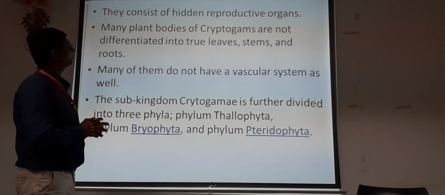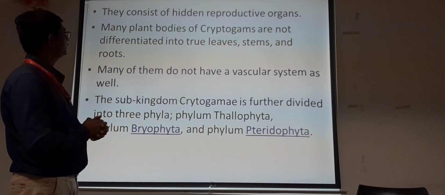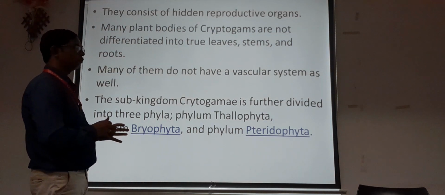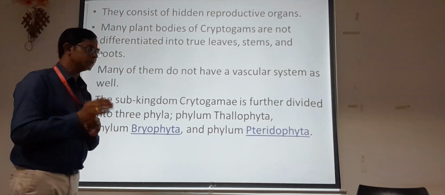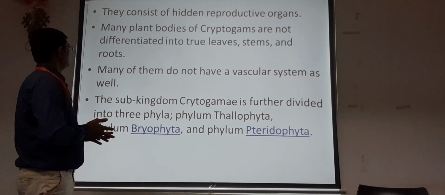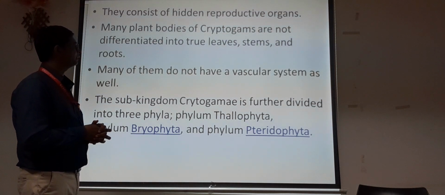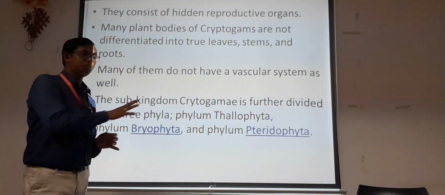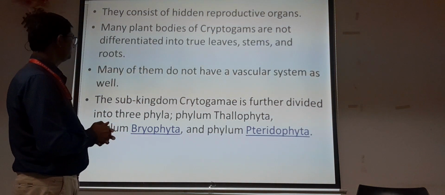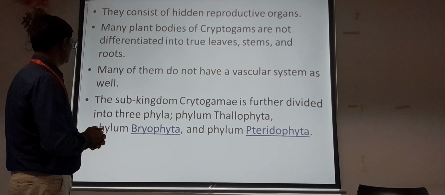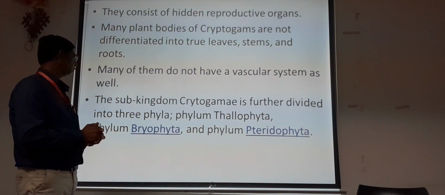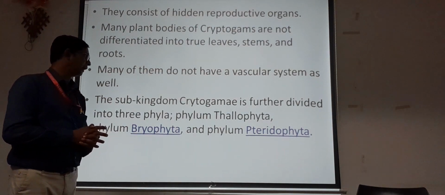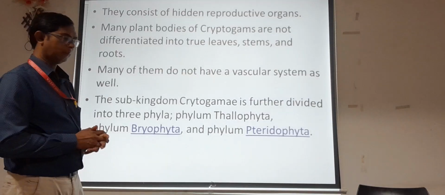Many plant bodies of cryptogams are not differentiated into true leaves, stems and roots, so they produce a thallus-like structure. Many of them do not have the vascular system as well, so they are not much developed plants, and the subkingdom Cryptogamia is further divided into phyla, that is phylum Thallophyta, phylum Bryophyta and phylum Pteridophyta.